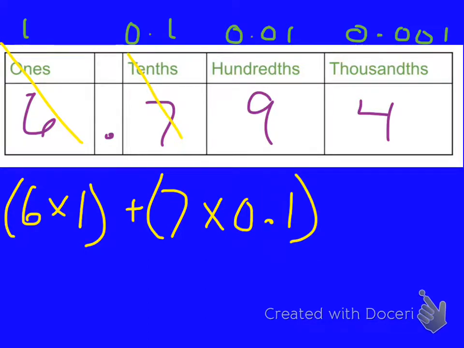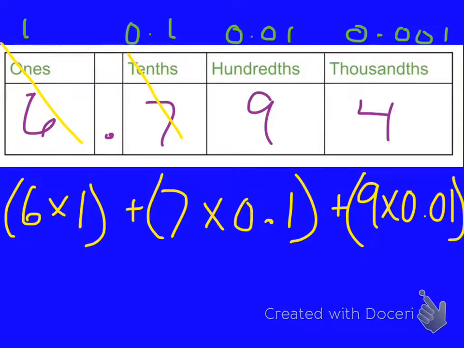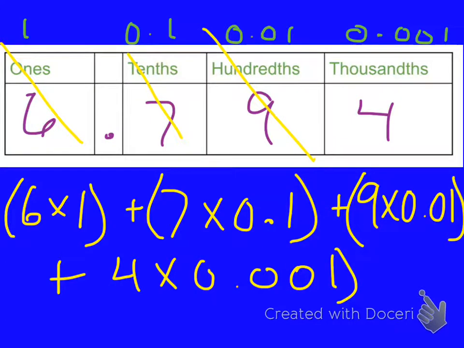The next step is move next door to the hundredths. So we're going to take 9 times 1/100th. Then you just add the thousandths place. This will be 4 times 1/1000th. Put that in parentheses and that's it.